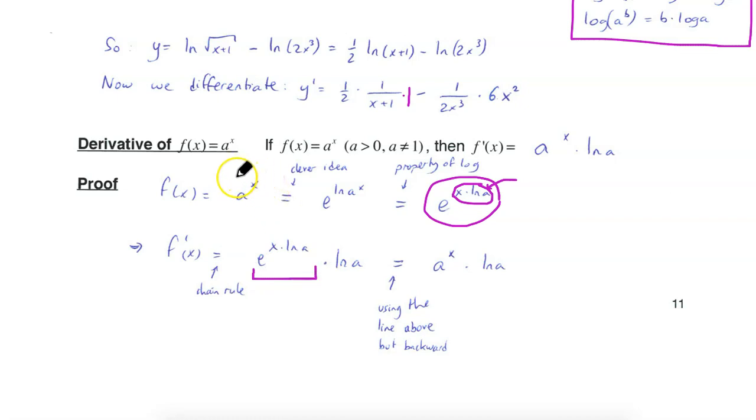You can see that here we went from a power x to this thing, and now we're just doing it backward. We know that e to the x ln of a is just equal to a power x. So that's the answer. If f of x equals a power x, then f prime of x equals a power x times a certain constant, ln of a.